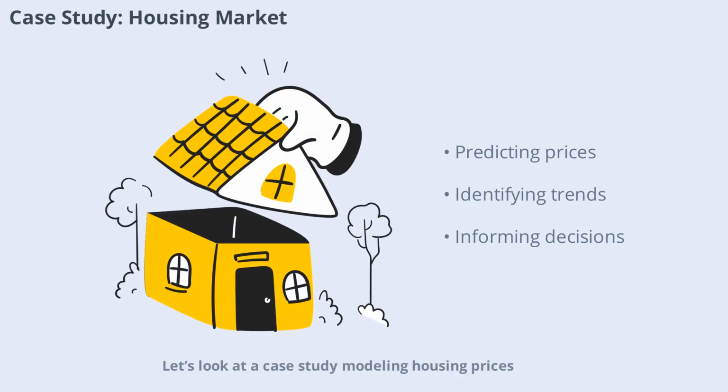Let's look at a case study, modeling housing prices. Economists use linear models to analyze how factors like location, size, and interest rates affect home values. By fitting a linear model to housing data, they can predict prices, identify trends, and inform buyers, sellers, and policymakers. This practical application shows the real-world value of linear modeling in economics.